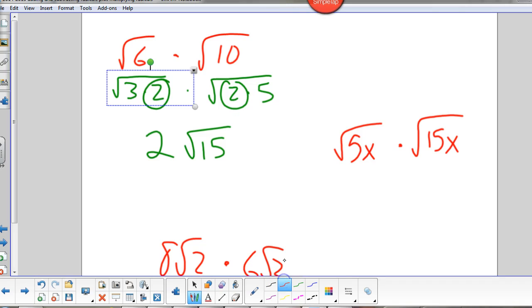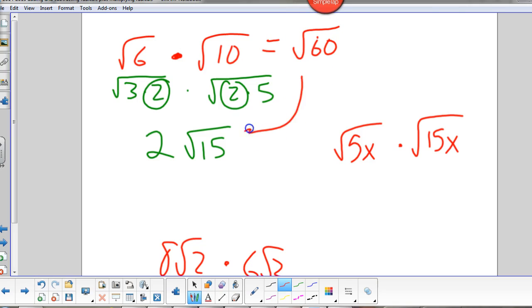Now, again, the simpler method, but a little longer, would be make this root 60 and then simplify it. It does simplify it down to 2 root 15, but if you can see the pair of 2's in there, and what's left stays in the radicand, you're good.